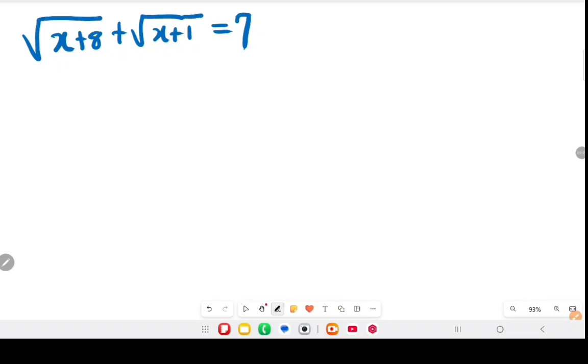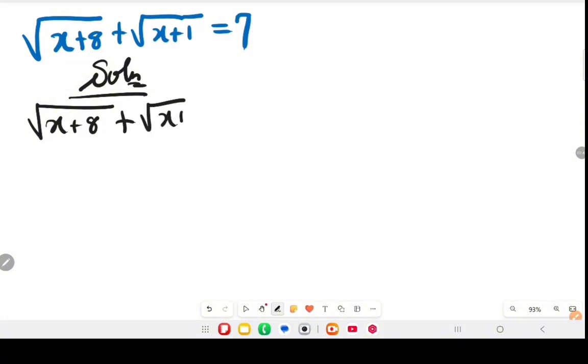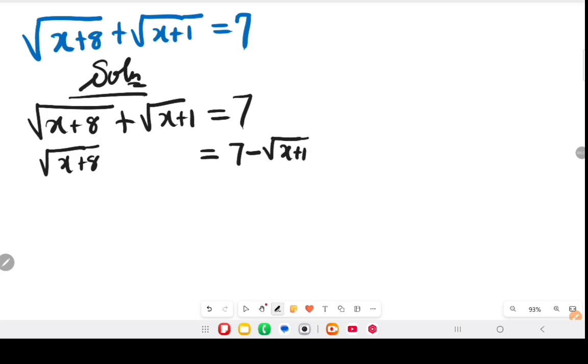Today I'm going to show you how to solve this radical equation. Solution: root of x plus 8 plus root of x plus 1 equal to 7. What we do, we take one of the radicals to the right hand side. That is root of x plus 8 equal to 7 minus root of x plus 1.